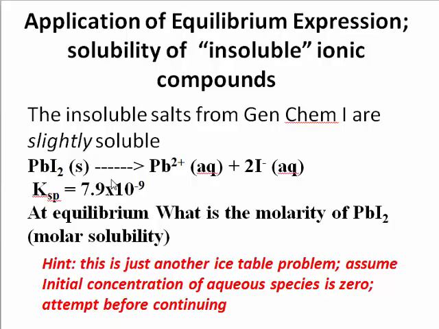But the salt is quote-unquote insoluble or slightly soluble, so K for this reaction is very small, 7.9 times 10 to the negative 9. In other words, the left-hand side is favored. Alright, however, even though K is small, you should be able to write down the equilibrium expression for this reaction.